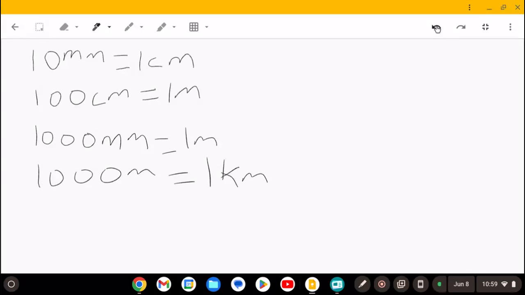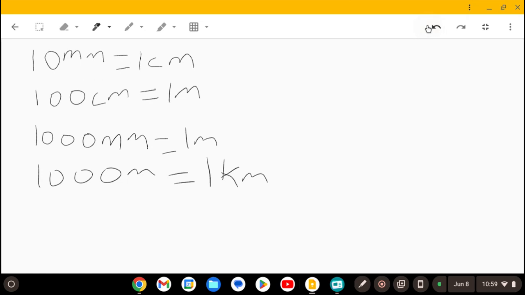So let's compare millimeters to centimeters first. It takes the smaller unit to make a bigger unit. So being that it takes 10 millimeters to make a centimeter, millimeters are smaller. So that's what I mean by it takes a smaller unit, which is millimeters, 10 of them, to make a bigger unit, which is centimeters.